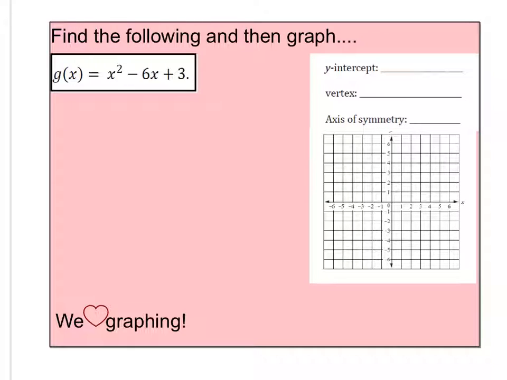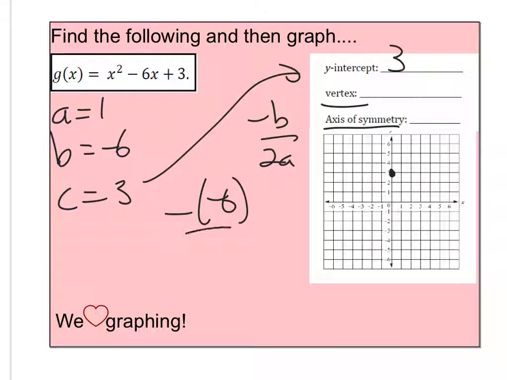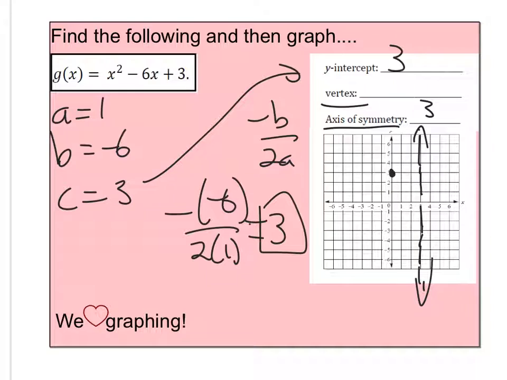So when I look at this function, I'm looking to graph. Right away, I'm looking at what's A, what's B, what's C. Well, A is 1, B is negative 6, C is 3. C is my y-intercept, so that's 3. That means on the graph, I'm putting a dot right at 3. For the vertex, the axis of symmetry is negative B over 2 times A. So negative 6 over 2 times 1 is going to equal 3. So 3 would be my axis of symmetry. I'm going to draw a dotted line coming down at 3, where x equals 3.